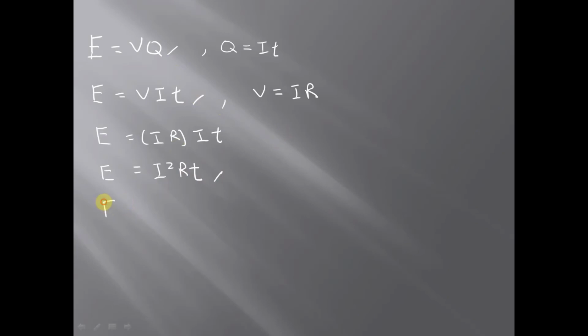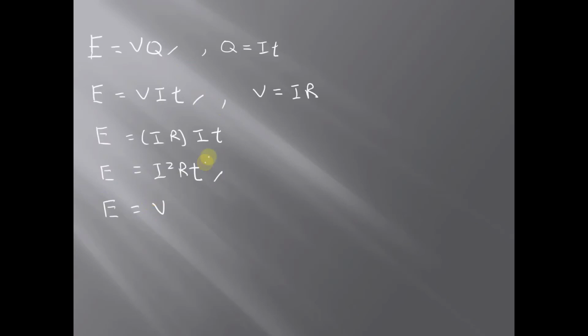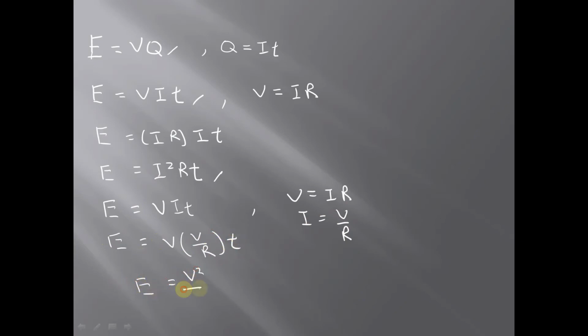One more time, E equal VIT. So what is happening? Just now we already know V is equal with IR. Betul tak? So can I say I is equal with V over R? Right? So I can substitute inside here. Ganti ke dalam. So menjadi V over R times T. Dia akan menjadi apa? V square over RT. Nampaknya satu lagi formula yang baru.